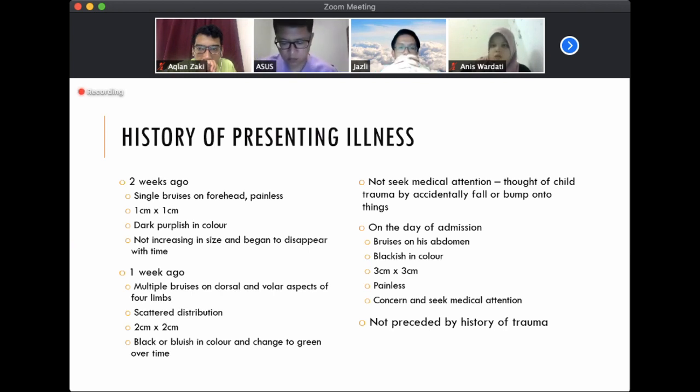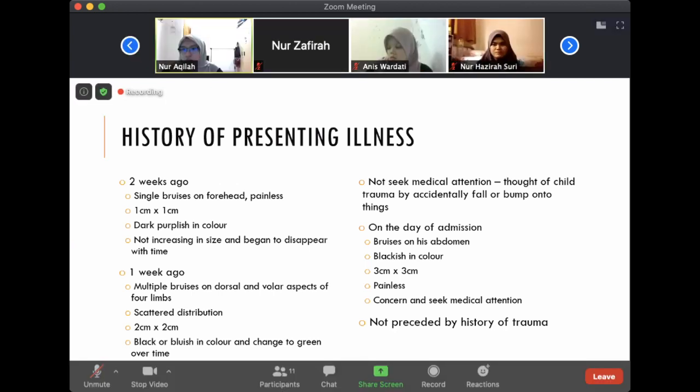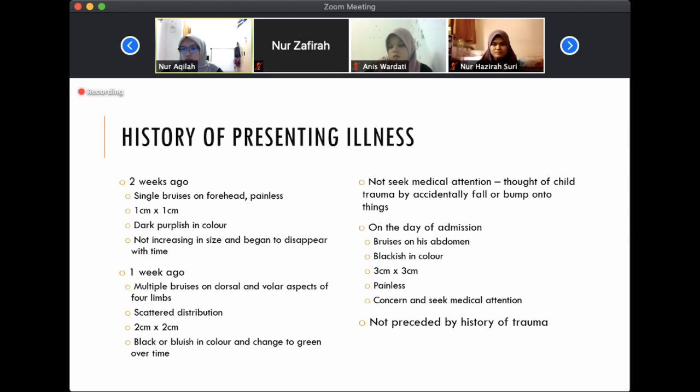However, on the day of admission, the mother noticed another bruise on his abdomen, blackish in color, around 3 by 3 centimeters. It was painless and not preceded by a history of trauma. So the parents were very concerned about these bruises and then sought medical attention.